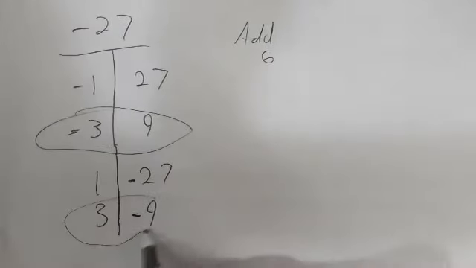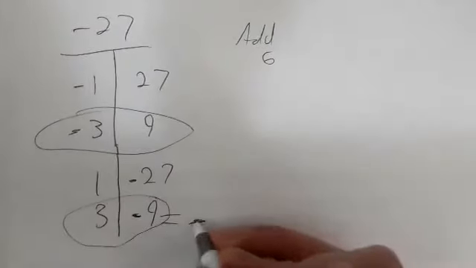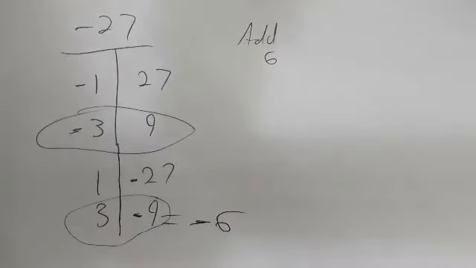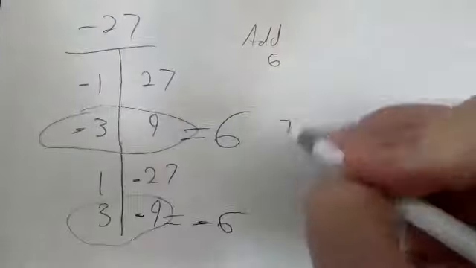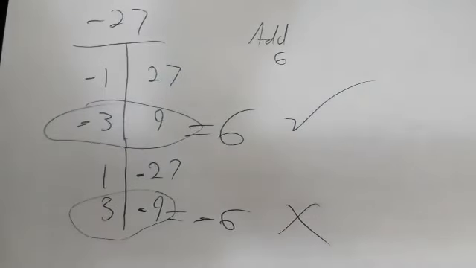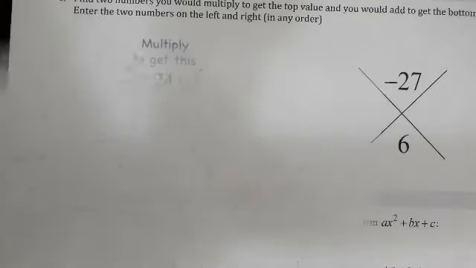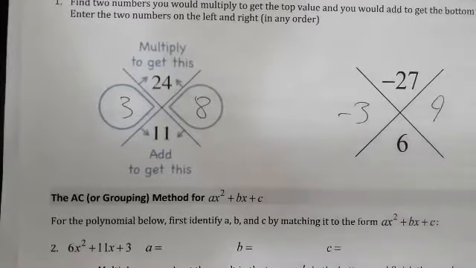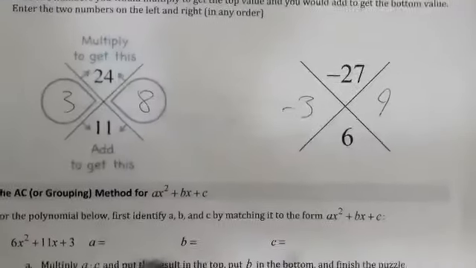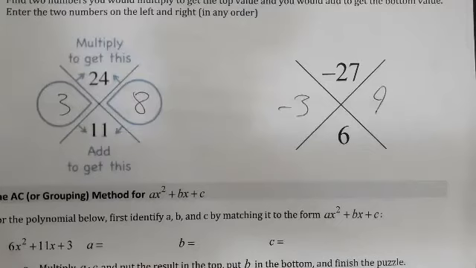If we look here, this one is going to be a minus 6. So this one will not work because it's negative. We want the positive. This one is the one we want, not that one. So minus 3 and 9 will multiply to minus 27, and when we add them, they will add to 6.